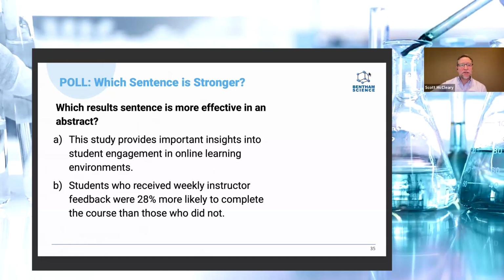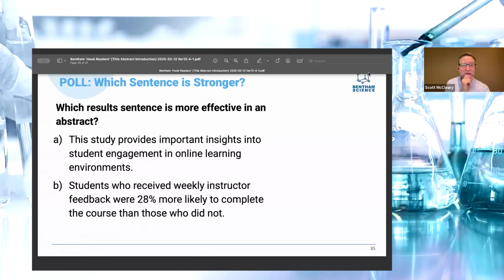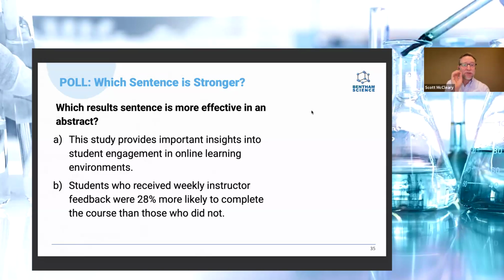Okay, interesting. So this is a results sentence that you might insert into your abstract. Which do you think is stronger? Feel free to stick your answer into the chat window. Gareth, as an editor, any thoughts? Which jumps out at you as a stronger results sentence for an abstract? I'm going to go for B in this case because there's actually data, there's real numbers in that second sentence, rather than just fluff like important insights. There's no quantification for that. So I'd go for B.